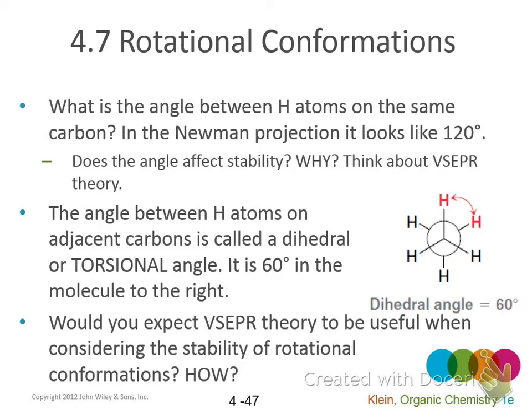So thinking about VSEPR theory, the angle or the distance between the groups on the atoms affects the stability. So if the angle looks like it's split 60 degrees between the front and the back like that, that's as far away as possible, what we're showing here in the staggered configuration. Sorry, let me write this down. 60, this is 60.